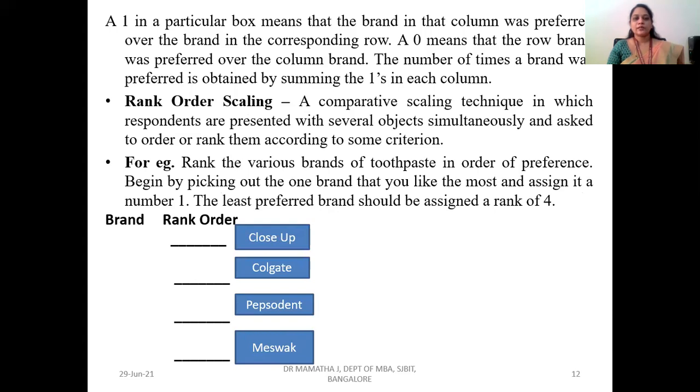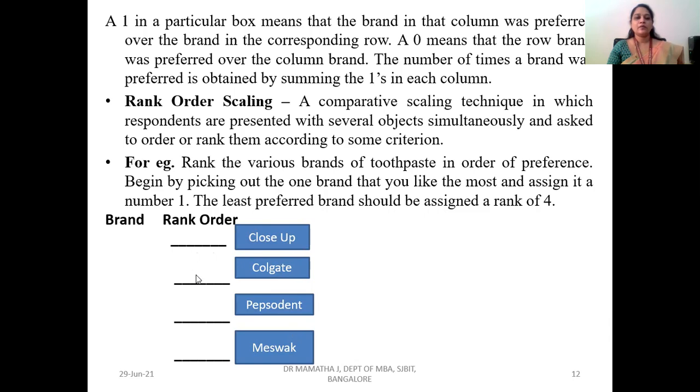For example, if we ask the respondents to rank the various brands of toothpaste in order of their preferences, there are various brands of toothpaste available, for example, Close-Up, Colgate, Pepsodent, Vicco, and many others. You can give a list of brands of toothpaste to the respondents. They begin by picking out the one brand that they like the most and assign it number one, and the least preferred will be ranked four. Since we have used only four brand names here, you rank from one to four. We'll give them a blank space where they can enter the rank.